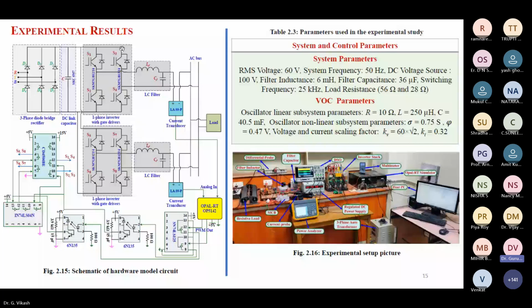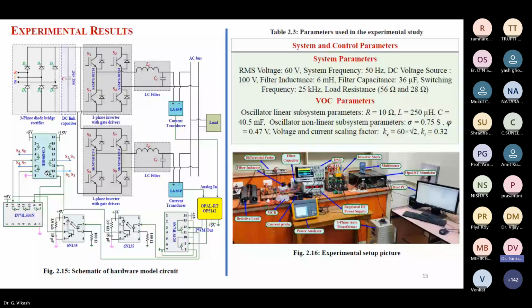But luckily S1 and S2 are the same leg, so by using a NOT gate we can generate the S2. So here in this case the OPAL-RT generates two PWM outputs for two inverters. From the two PWM outputs we can generate the required signals by using the NOT gate. And a level shifter, I already told you the level shifter is required.